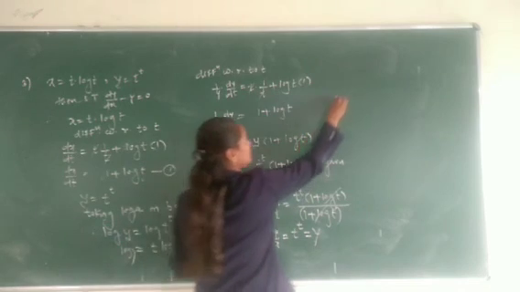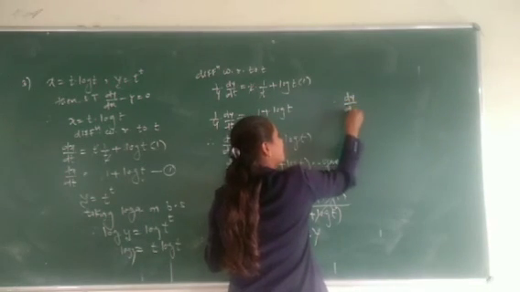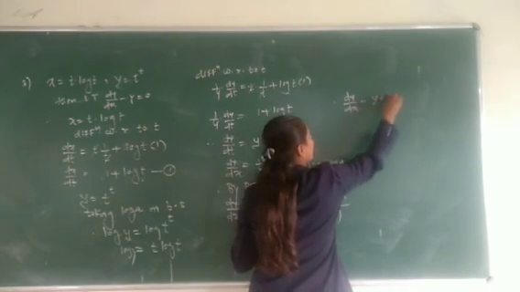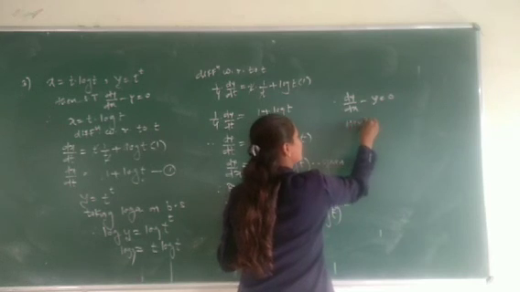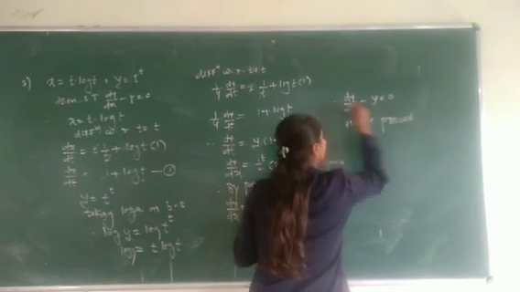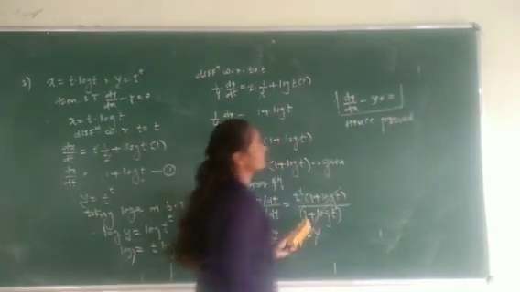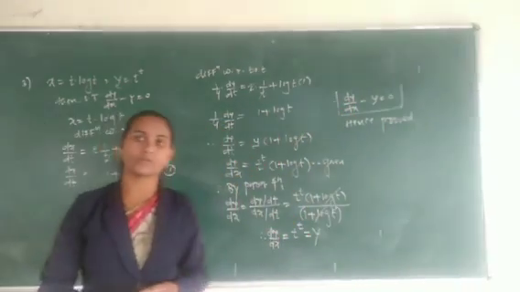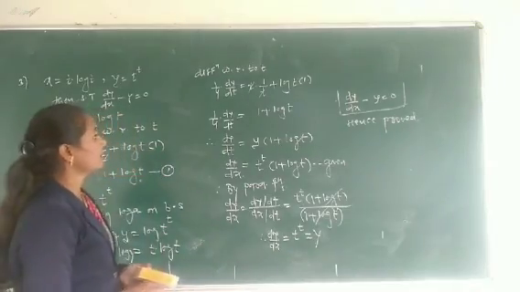Therefore, dy upon dx minus y is equal to 0. Hence proved. This is our last question.